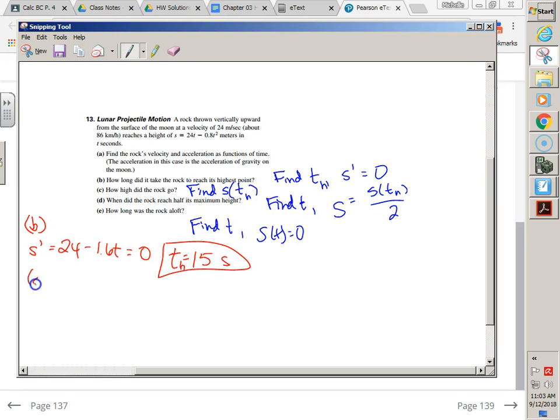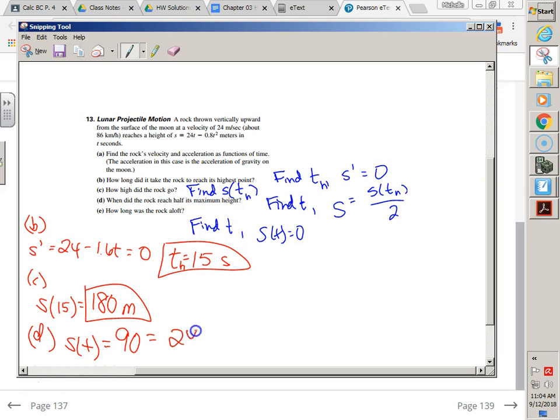So then letter C says, how high did it go? Well, I can just plug in and find S of 15, right? And what did you guys get when you plugged in S of 15? 180 meters. Cool. Then D says find T such that its position is 1/2 of its maximum height. That makes sense, right? But then we have to take the position formula, which is 24t minus 0.8t squared.